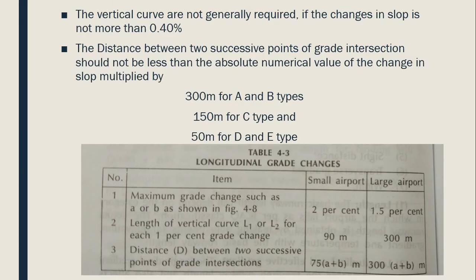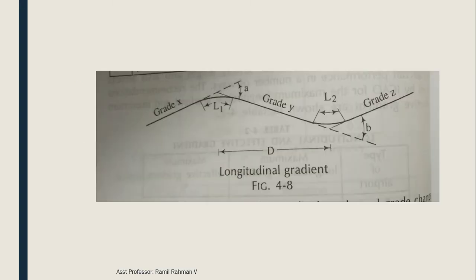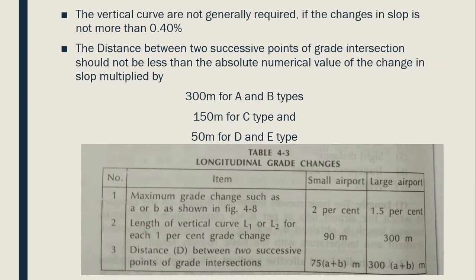And the table is representing the longitudinal grade changes, in which first is the item maximum grade change such as A or B, as shown in the figure. This is the figure. A and B shown in the figure 4.8.